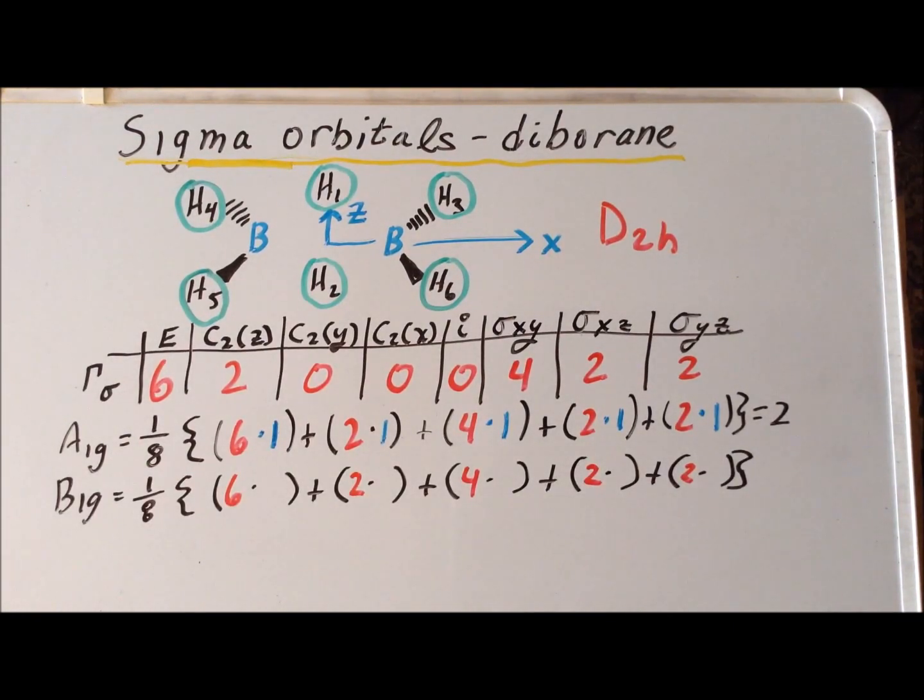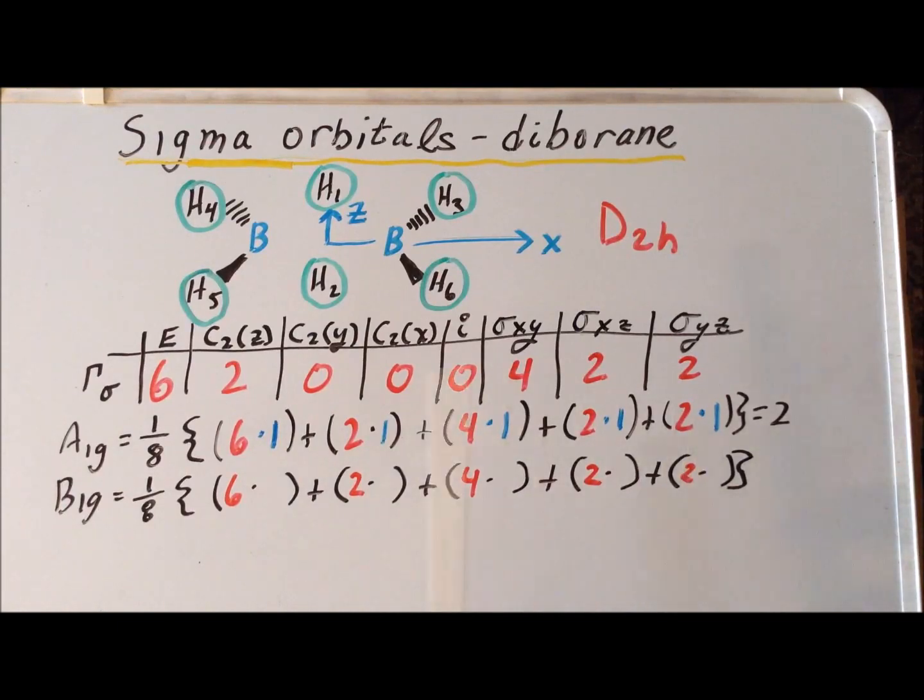An important feature to notice is that I am deliberately color-coding the numbers here to show that these first numbers in each term that are red are coming directly from the reducible representation. And we saw how we got those red numbers. The numbers in blue are from the character table, and you will find that either available online or in your physical or inorganic chemistry textbook.